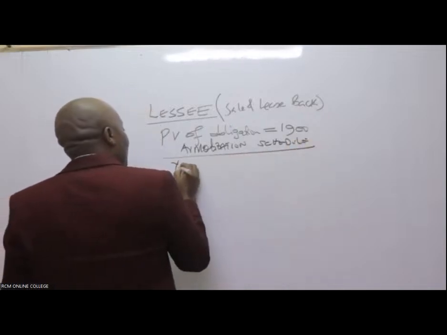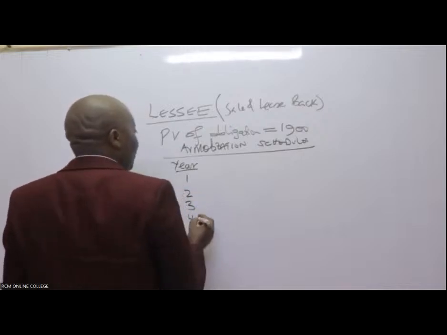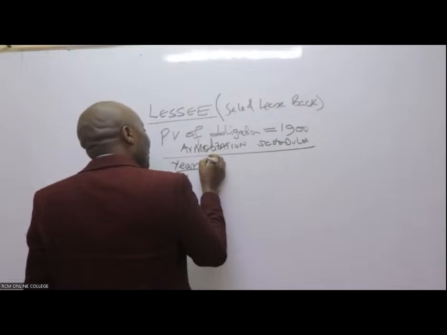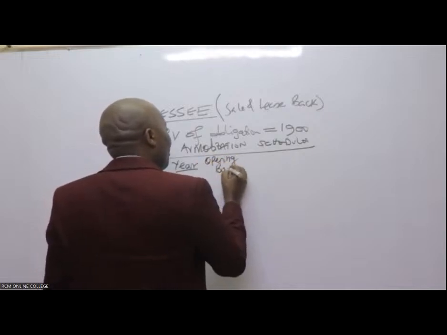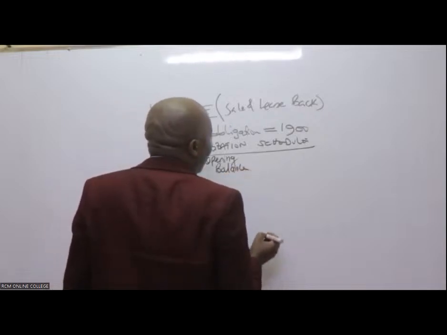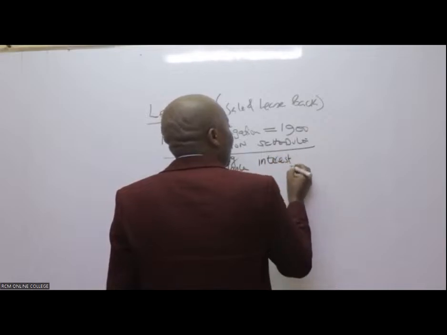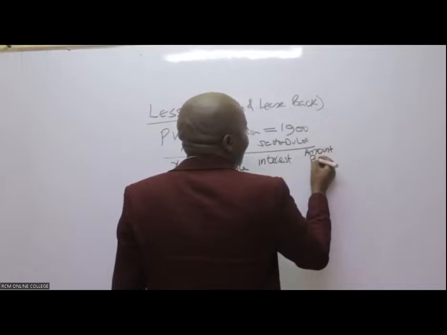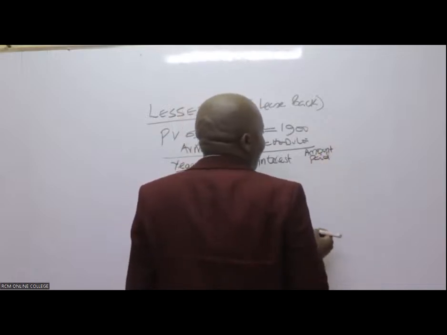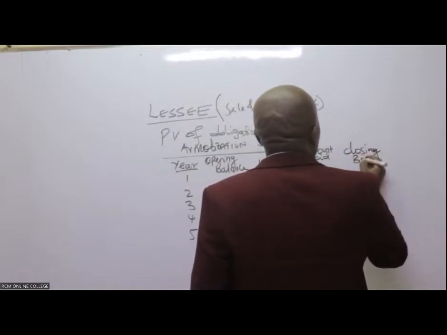So we have here 1, 2, 3, 4, 5. It's a 5-year lease. So give us the opening balance, the interest, the amount paid, and then the closing balance. Very easily, the closing balance.